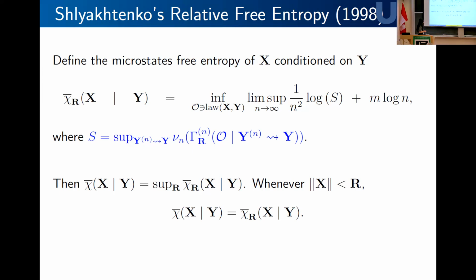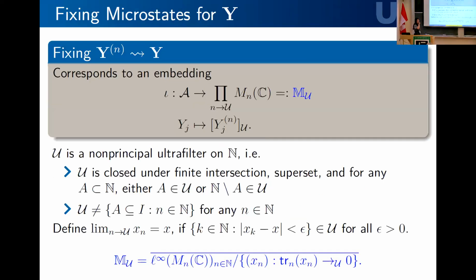Now, what I would really like to do for all of the analysis and the proof is not have to worry about arbitrary microstates for the Ys. I would really like to just fix them. And the way we're going to do that is via embeddings into matrix ultraproducts.